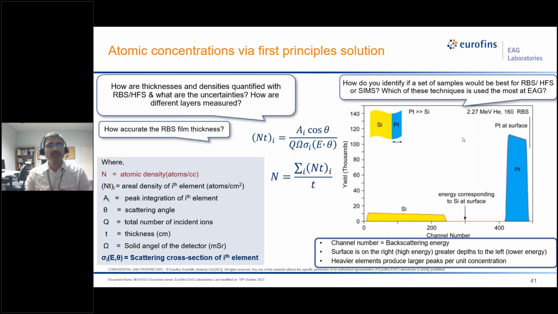So there is a question: when should we select SIMS, or RBS and HFS? If there are no suitable SIMS standards for your material system of interest, or if you don't need any sputtering of the film, if you want a non-destructive analysis with no destruction of the film, you can select RBS and HFS in that scenario.